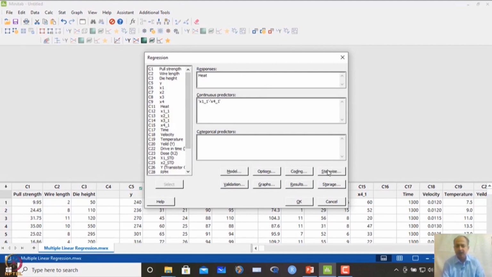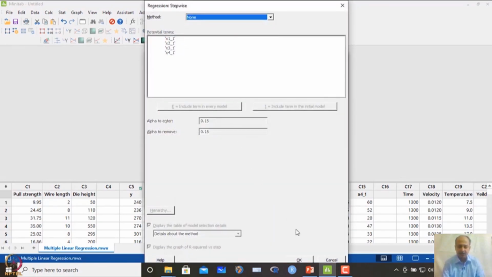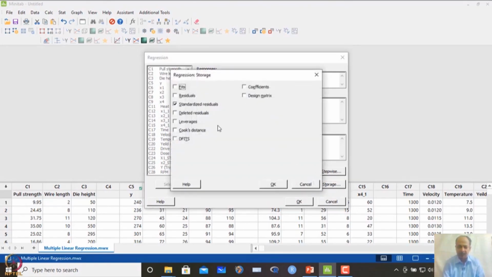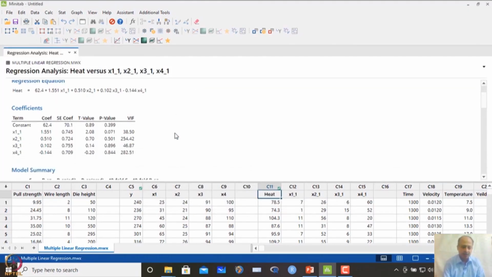I select this one, and I do not do stepwise regression initially. I want to see what the results are. So, I have all the criteria, and let us say I store the residuals over here, and I click OK. I want to see what the model says.